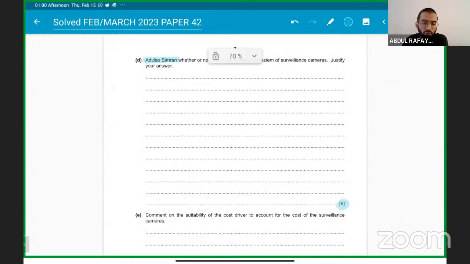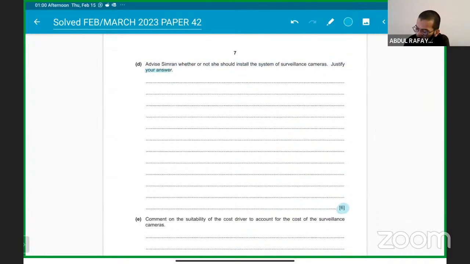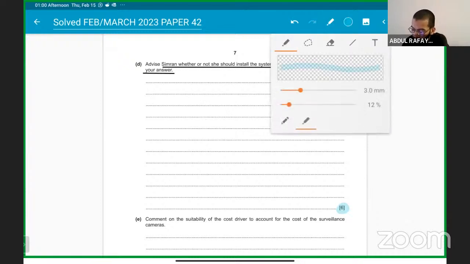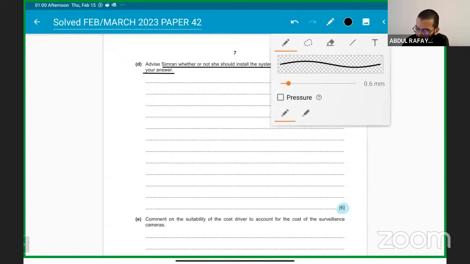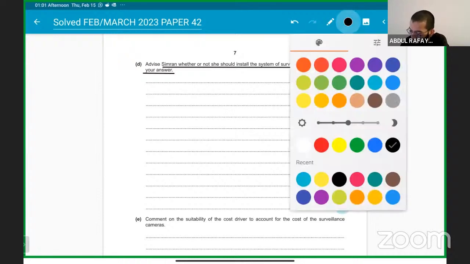Advise Simran whether or not she should install the system of the surveillance camera. Justify her answer. So I already know my answer because I've already worked it out. Okay, Simran should definitely install the system of surveillance cameras. Why? Because it is increasing the productivity. No units are being returned, no faulty units are there, and all the units are being able to be sold. So maximum capacity utilization over here. So let's try to write down the answer.